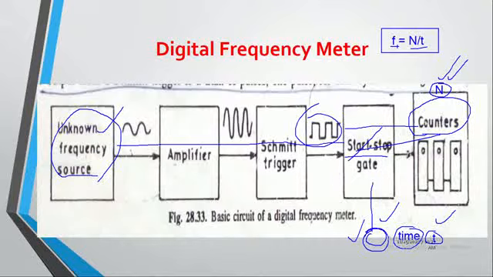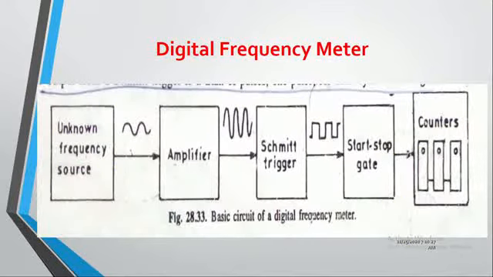Okay. So the principle is the number of pulses counted by the counter during the time period t, that is nothing but the digital frequency. That is the frequency of your input signal. Okay. So now let us come to this one.